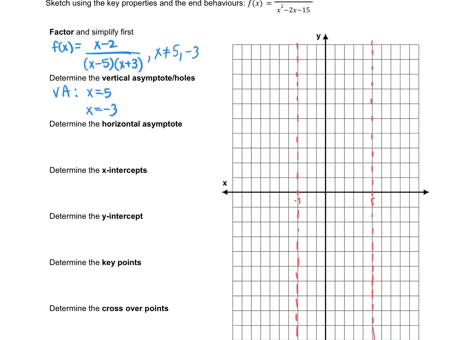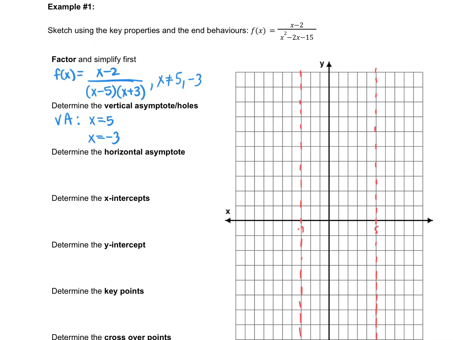Next, we want our horizontal asymptote. Because the degree of the numerator is 1 and the degree of the denominator is 2, then the horizontal asymptote is just y equals 0. So I will also draw that in.